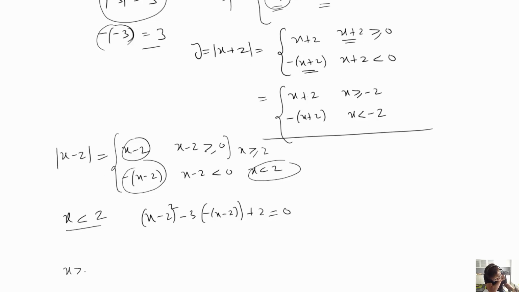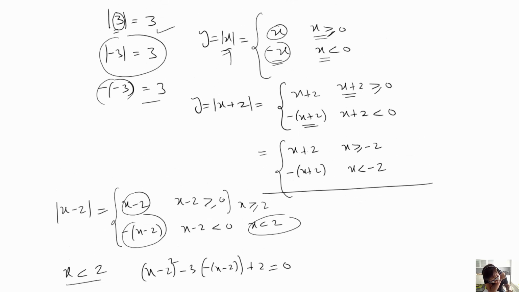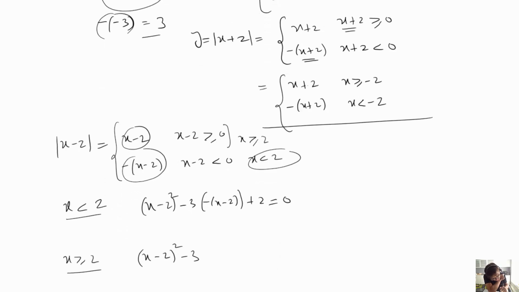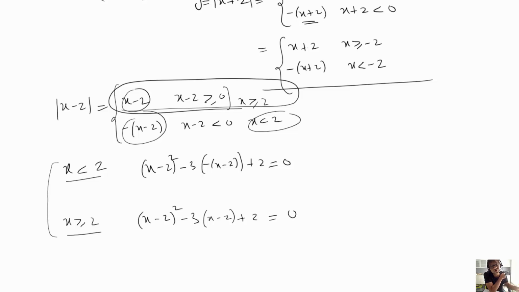But if it is x greater than or equal to 2, I have to solve this equation, x minus 2 whole square minus 3. This time, the mod x minus 2 is equal to x minus 2. There's no need to put a negative sign in front of it to remove the mod sign because x minus 2 is positive here, right? So it comes out to be x minus 2, plus 2 equal to 0. So we split one equation into two equations by removing the mod sign.